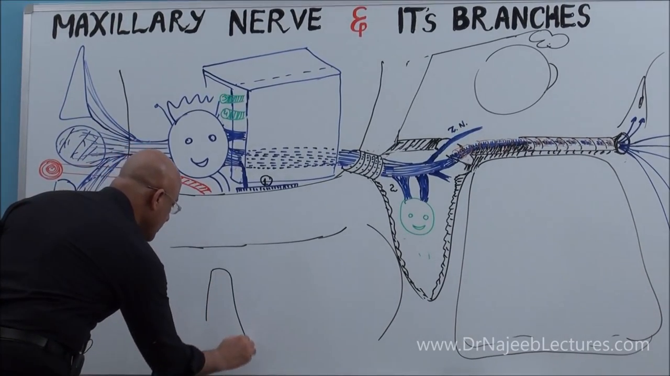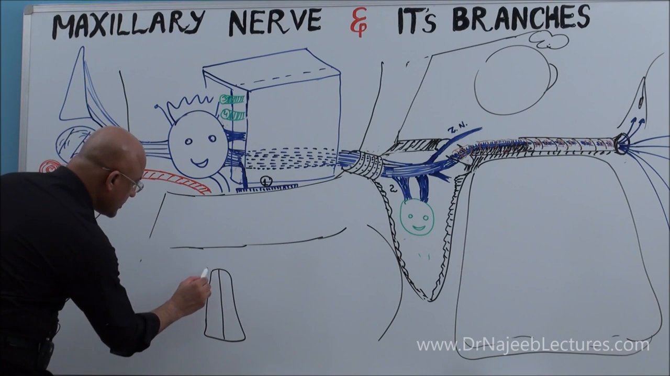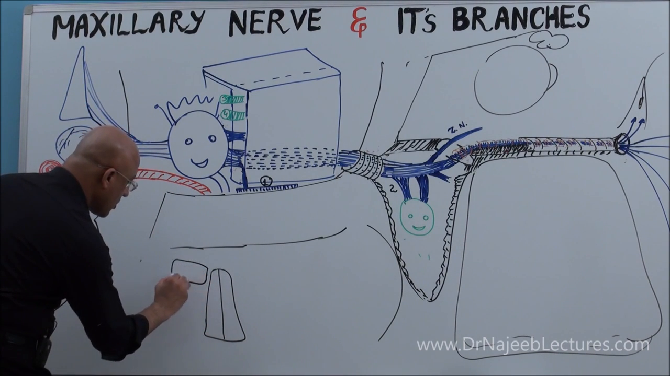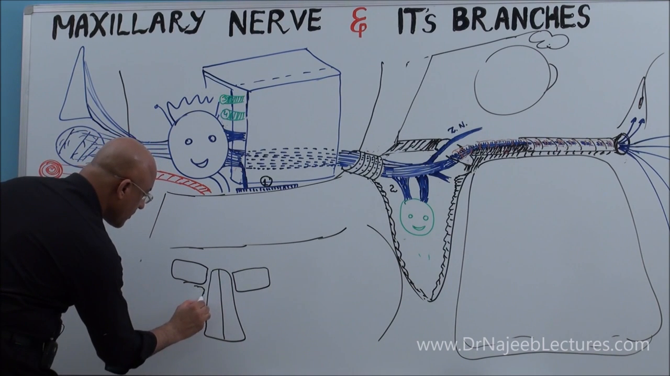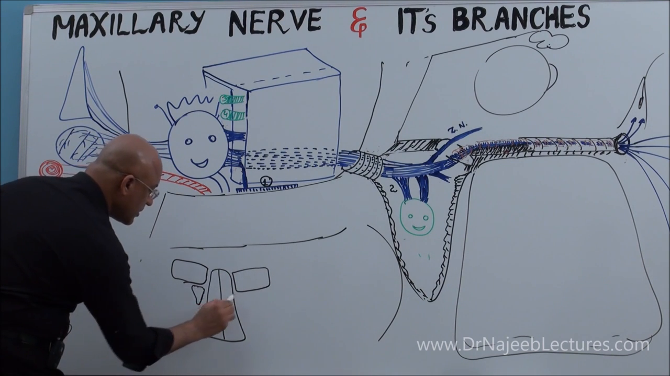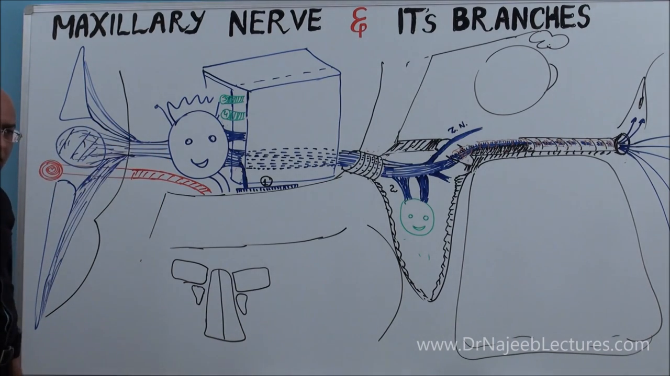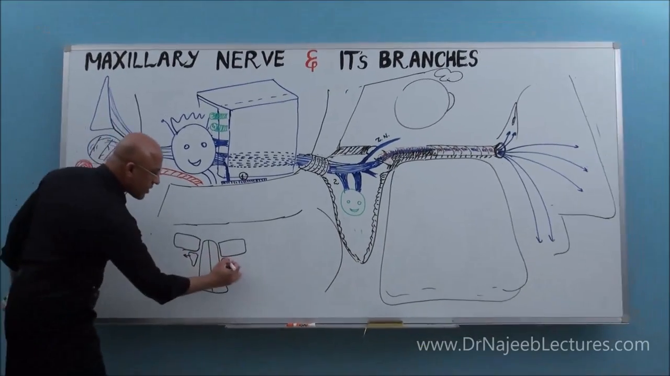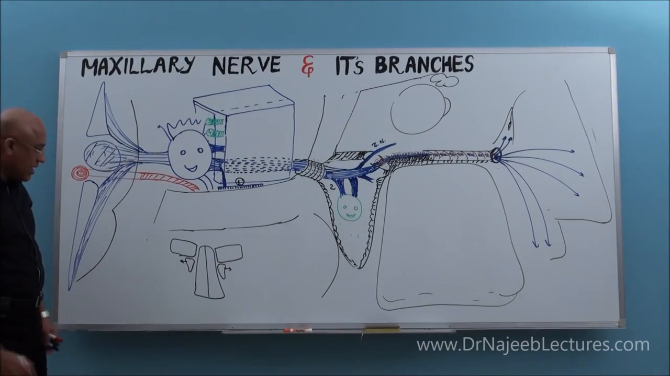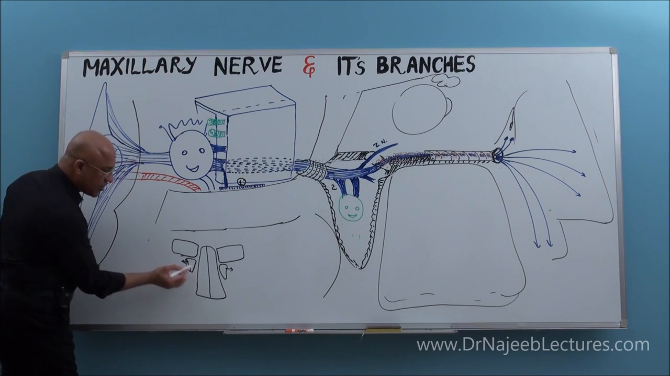Here is your nose. The diagram will help us later, right? Here is your orbit. Here is your pterygopalatine fossa. Now, this is its lateral wall, right? This lateral wall is a gap. I can say this is an opening on the lateral side.